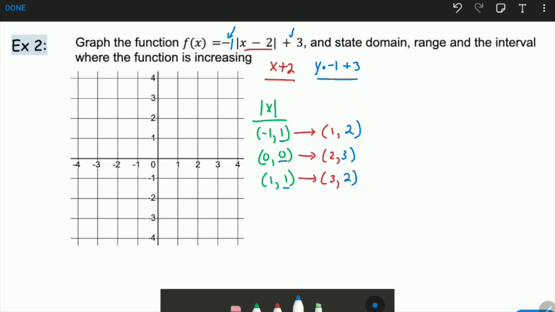So I'm going to plot my points. 1, 2. There we go. 2, 3. And 3, 2.